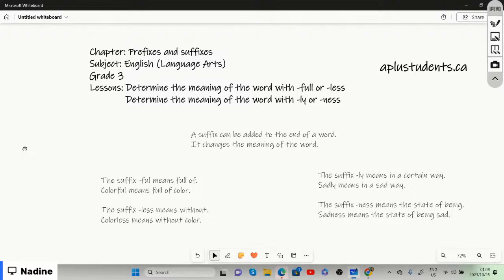So we say a prefix can be added at the beginning of a word or a base word. And once we add the prefix at the beginning of a base word, it changes the meaning of the word. And then a suffix can be added at the end of a base word, and it also changes the meaning of a word. So once you add either a prefix or a suffix to a base word, or you add both, it changes the meaning of a word.